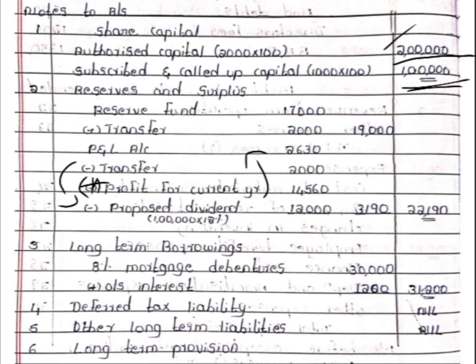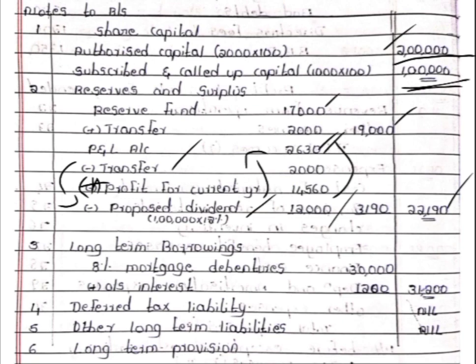Note number 2, reserves and surplus. We are going to first write reserve fund, which is accumulated given in the trial balance. For that we are going to add the transfer during the current year. So reserve fund balance is 19,000. Then one more item is profit and loss account. This is the balance which is brought forward from the previous year, which is given in the trial balance. For that we have to add the profit for the current year. So we will have 17,190. From that, two appropriations, that is transfer to the reserve fund and proposed dividend. So these two balances should be deducted. So we will have balance of 3,190. So total of note number 2 would be 22,190.